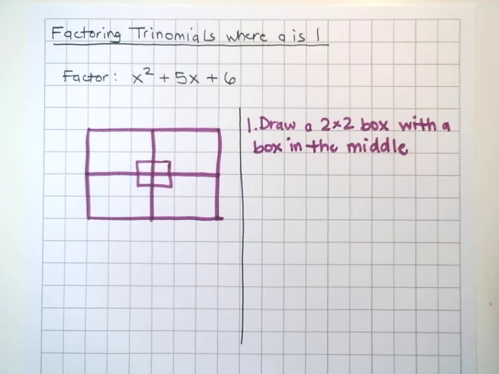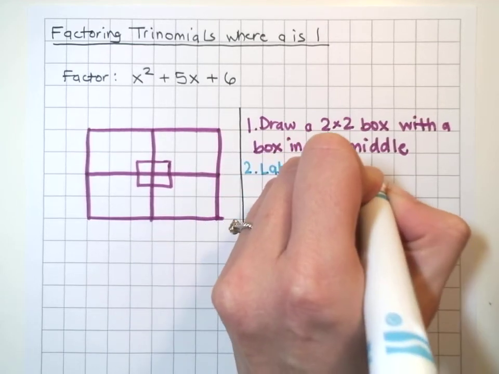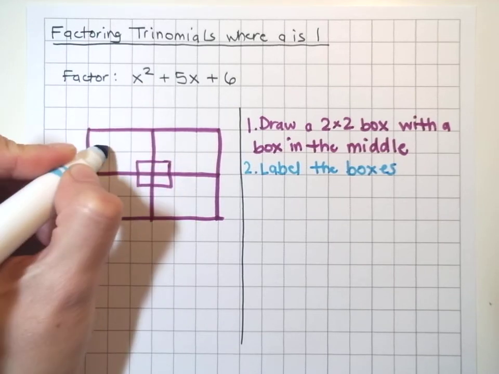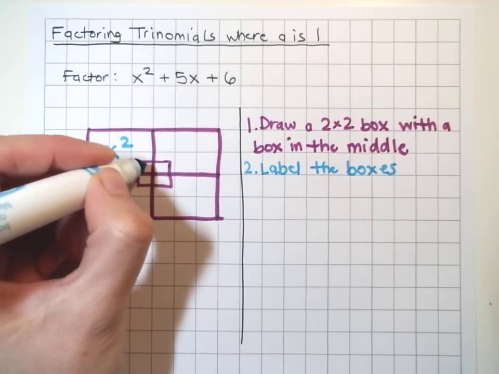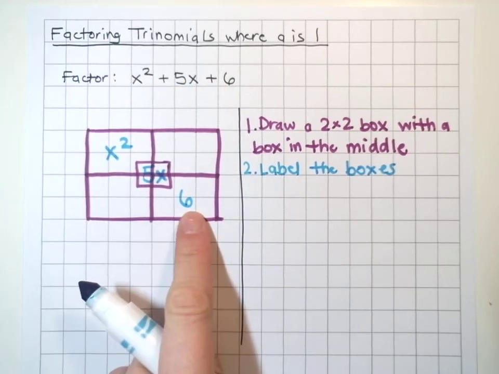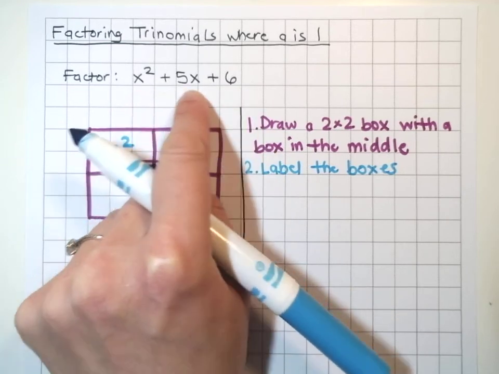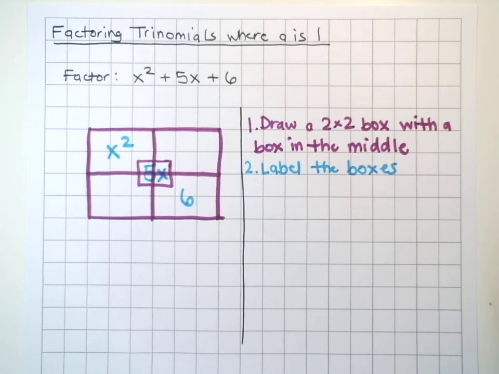Next, we are going to label the boxes. I'm going to show you where they go. So your x squared term goes in this top left box. And then your middle term, your x term, goes in this little middle box. And then the 6, your integer, goes in this box. And remember, we're trying to figure out what are the factors that multiply to give us x squared plus 5x plus 6.